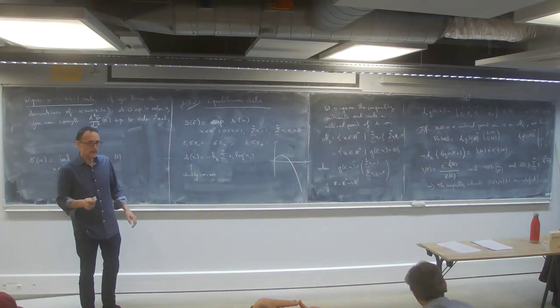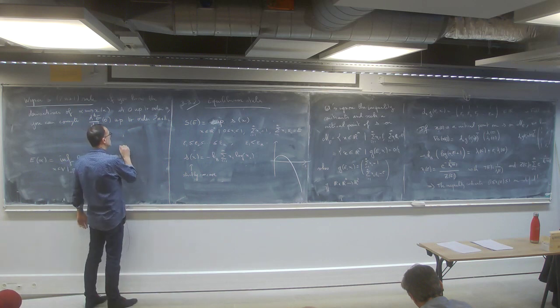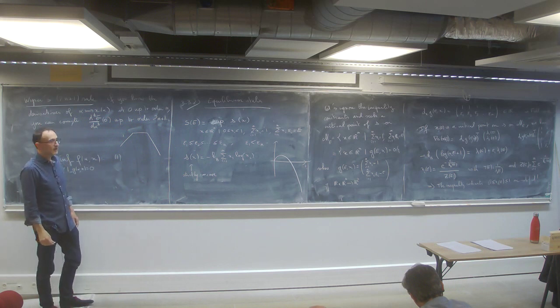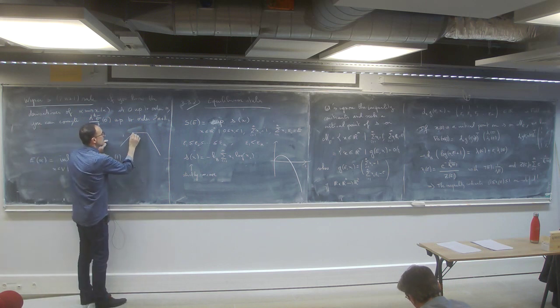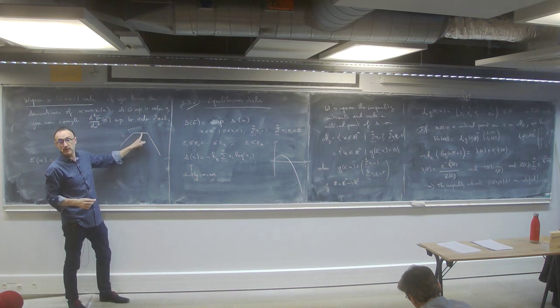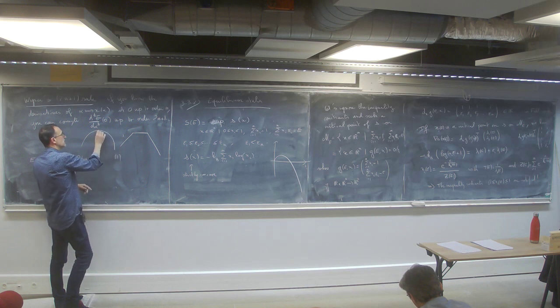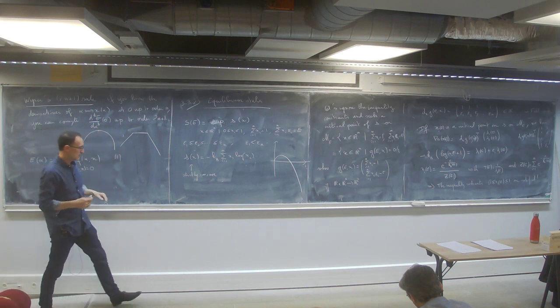Strictly concave means it cannot be like that. If it is just a concave function, then in this case any point here is a maximizer. Strictly concave is something like that, and you just have one maximizer.